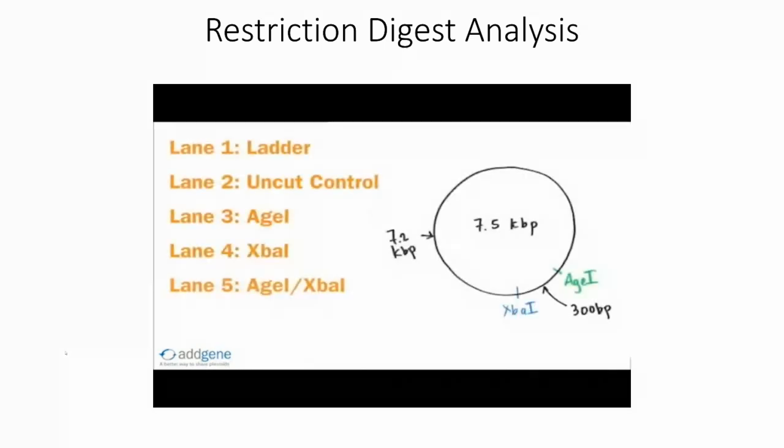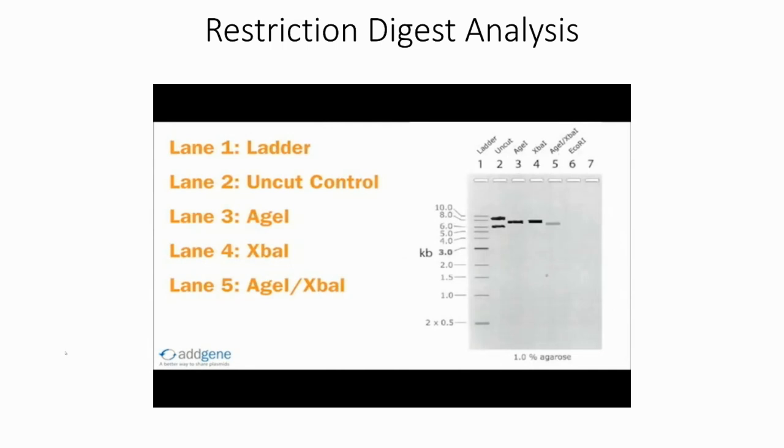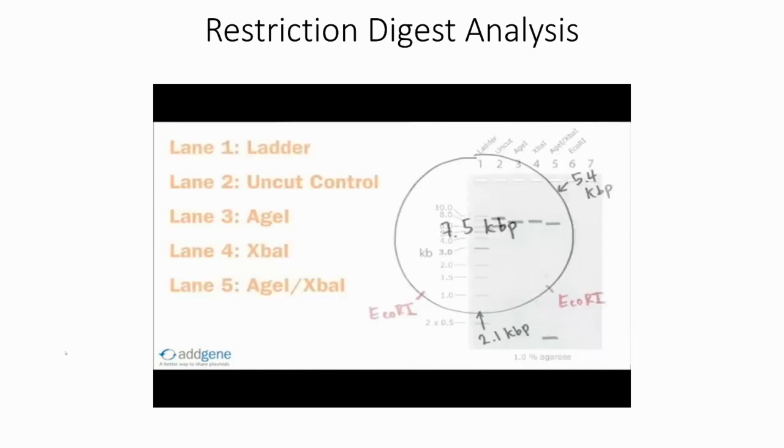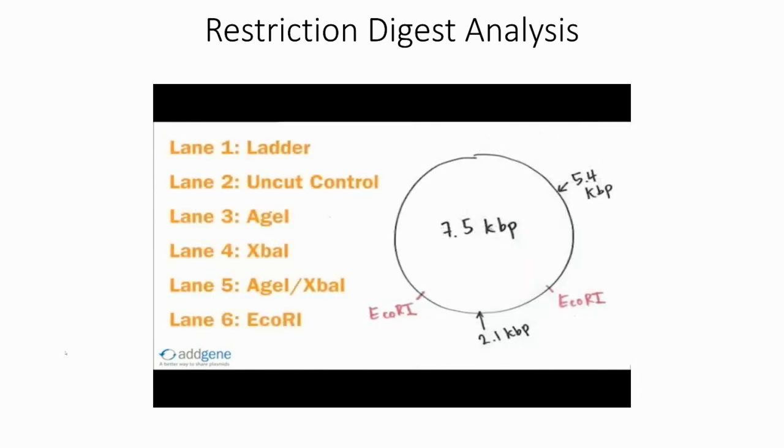Lane 5 is the double AgeI XbaI digest. According to our map, we would expect 2 products, a 7.2 kb band and a 300 base pair band. Since these 2 fragments appear in a 1-to-1 molar ratio, we know the 7.2 kb band will be 24 times brighter than the 300 base pair band, because it is 24 times as large. This means that if we don't have a bright enough 7.2 kb band, we might not even see the 300 base pair band.